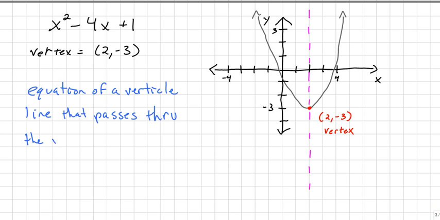The trick is to remember how to find the equation of a vertical line, and that always comes out as x equals some number. So remember that a vertical line has the value of x equals some number. In this case, the number corresponds to the x value of the vertex, which is 2. So the equation of a vertical line that passes through this vertex is x equals 2. And that will be your axis of symmetry, or equation of a vertical line. Always, always.